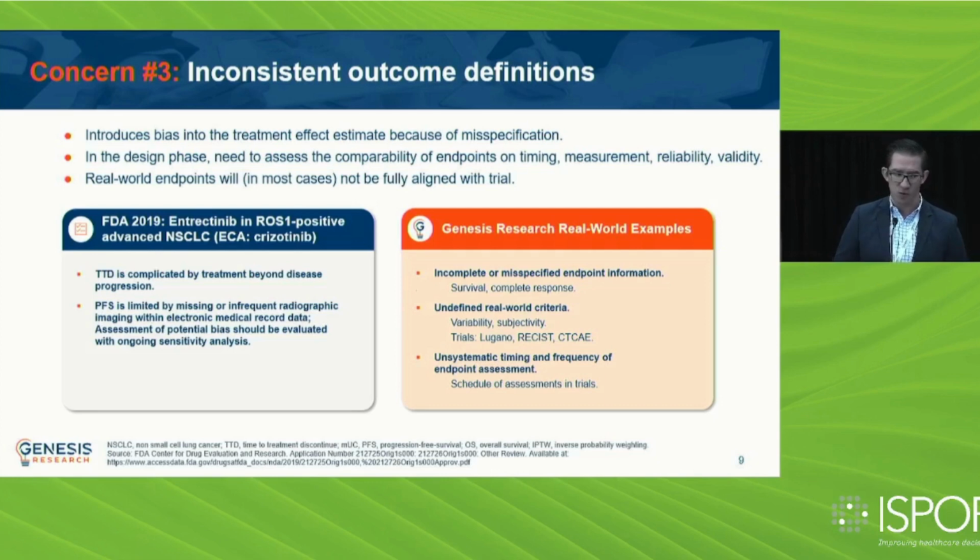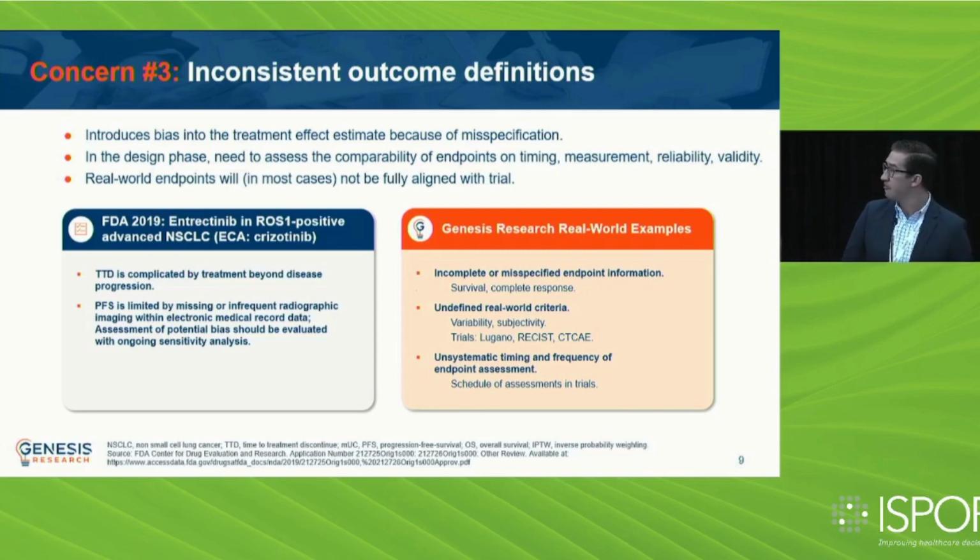So in the real world, and from our experience at Genesis Research, incomplete or misspecified endpoint information is one of the biggest hurdles. For example, survival in real world data sets is often curated through additional external resources or sources such as obituaries or the Social Security Index. And in reality, it's very unlikely that all deaths are captured, and whether or not those are systematically captured or if there's bias introduced, those are things that we need to consider.